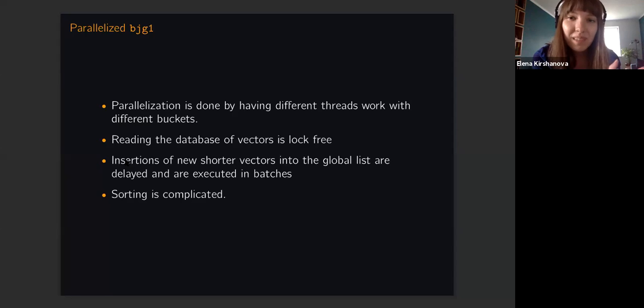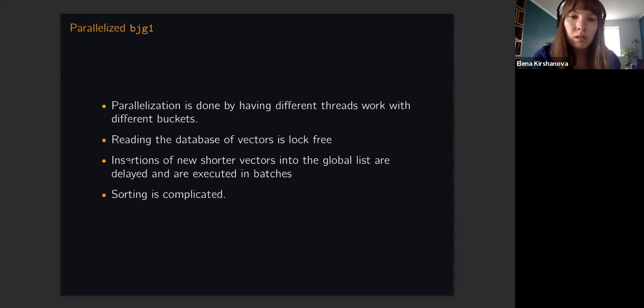Okay, so the parallelization is done by distributing the buckets. Different threads work with different buckets, meaning that when they find something new, they update the list. The hard part of parallelizing the sieve is that you have to update your list concurrently. While reading is lock-free, meaning there is no concurrency issue in reading the list, writing to the list may introduce some problems, because in order to write you have to acquire a lock, such that no other thread reads or uses the vector that you're going to overwrite.